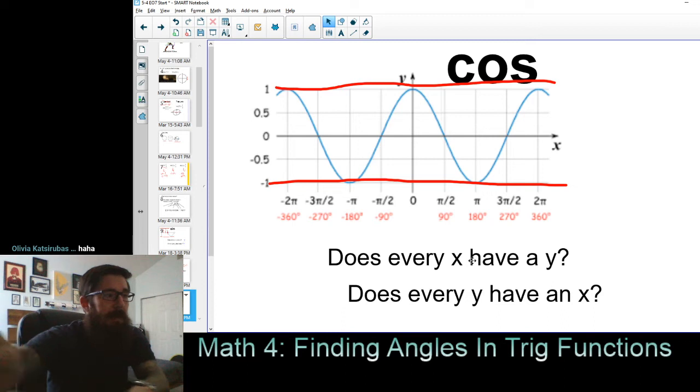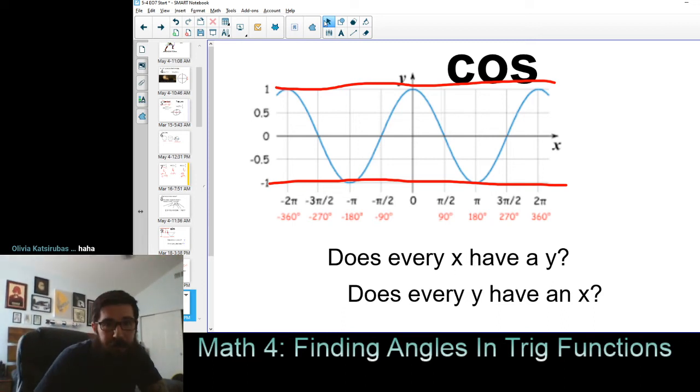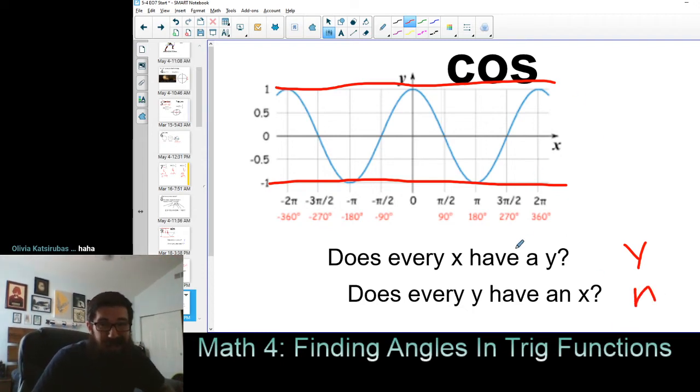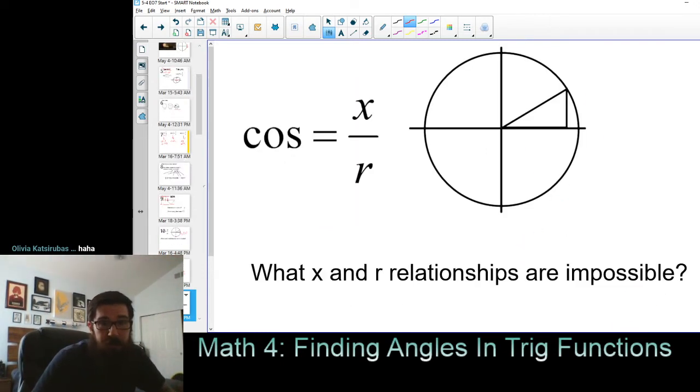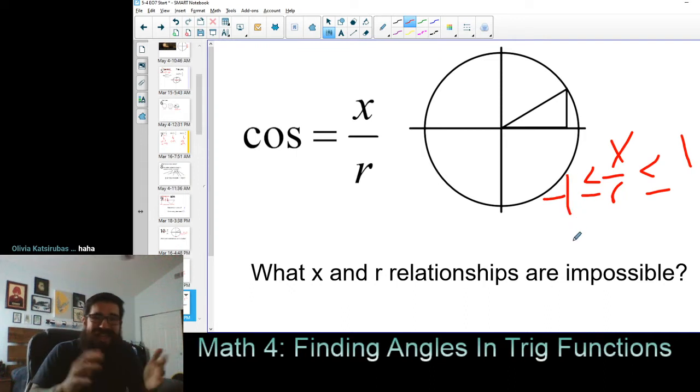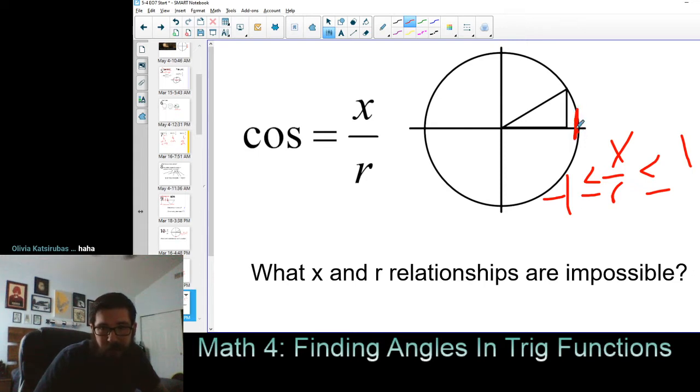Does every x value have a y? Absolutely. Does every y value have an x? Also no. Just like sine, we ask the same sort of questions now. What x and r relationships are impossible? Well, we know x over r, after we do all that division, has to be smaller than or equal to 1, and greater than or equal to -1. You can't get anything outside of that 1 to -1 window. My x value gets to 1 right here, and it can't go further, and -1 is right here. It can't ever go further than that as we swing around the unit circle.